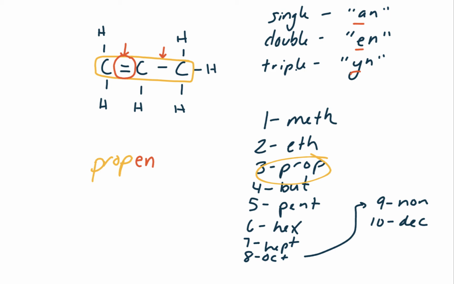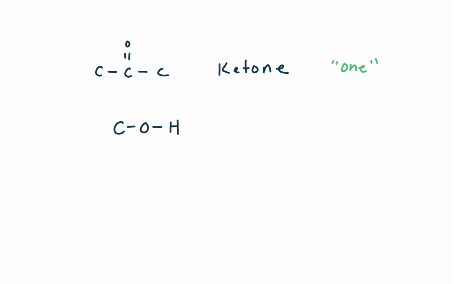And then you look for any functional groups. Now there are a ton of functional groups, but we're only going to look at 2 in this video. So if you have a functional group that looks like this, it's what we call a ketone. If you have a ketone, the ending of your molecule's name is -one. If you have something that looks like this, with a carbon single bonded to an oxygen bonded to a hydrogen, this is called an alcohol. If your compound is an alcohol, it has this functional group in it, then it ends in -ol.